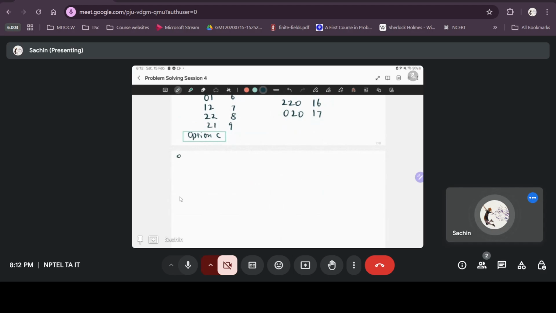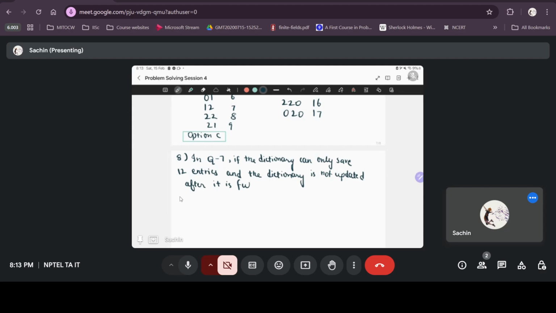Question 8. In question 7, if the dictionary can only save 12 entries and the dictionary is not updated after it is full, what is the coded sequence?